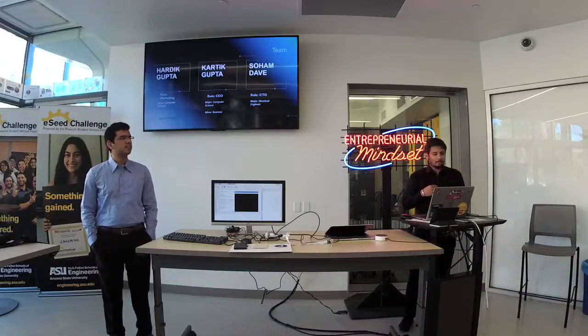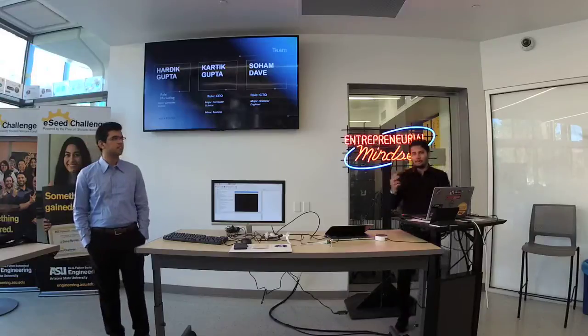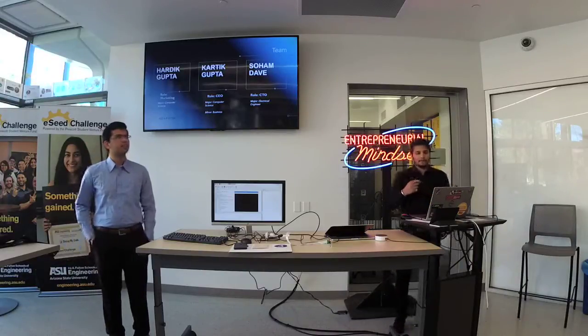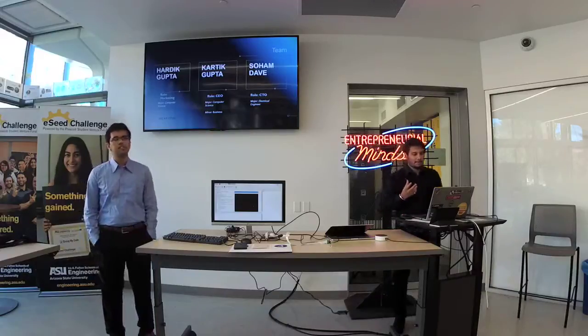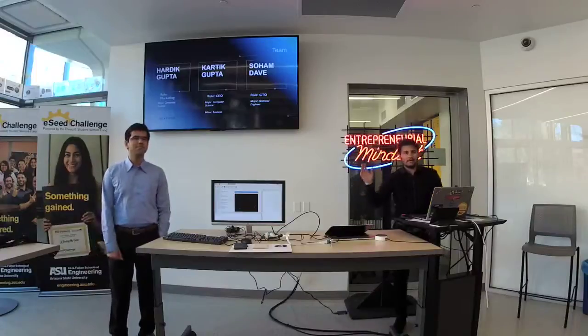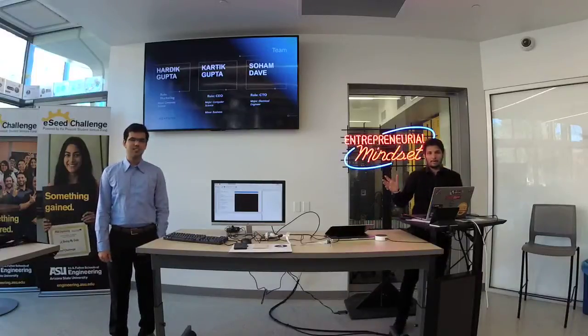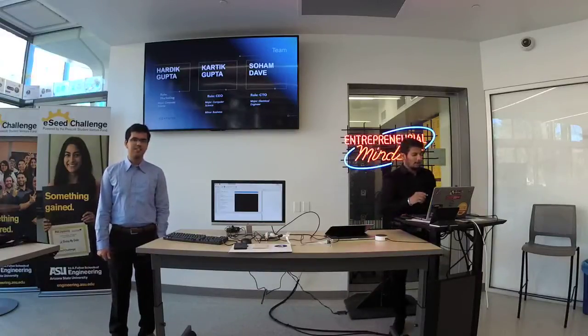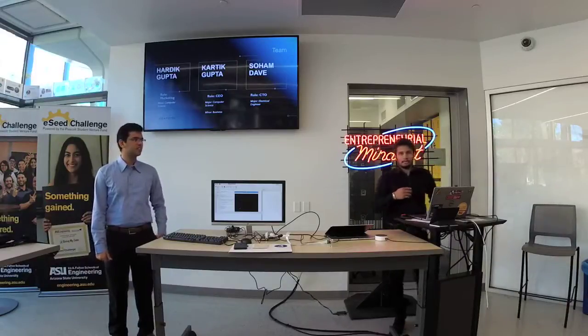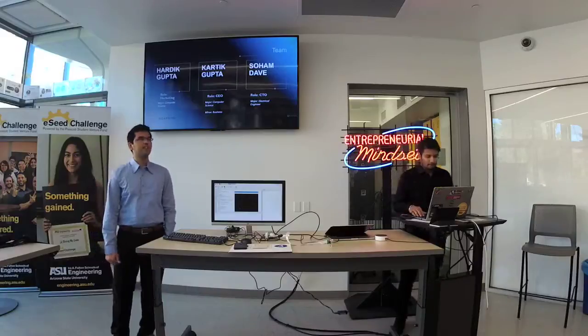For our team, we don't have our third member present right now, for personal reasons. I'm Karthik. I'm majoring in computer science and I'm the CEO of the team. He's electrical engineering, handling all the technical aspects of Raspberry Pi and sending the data to the server. And our third team member is mostly tackling the business side of the product.